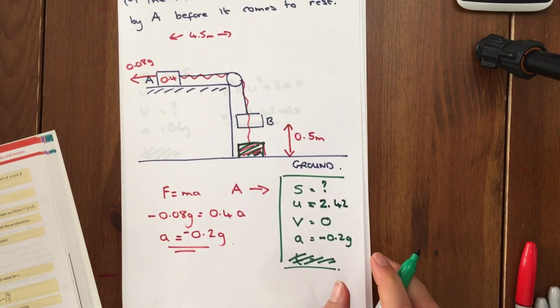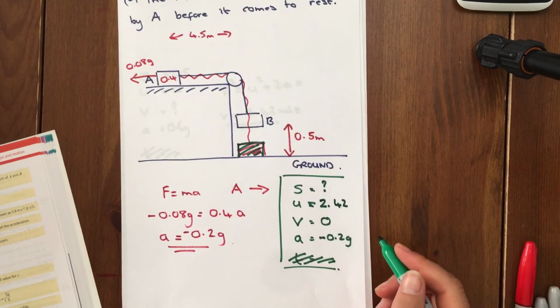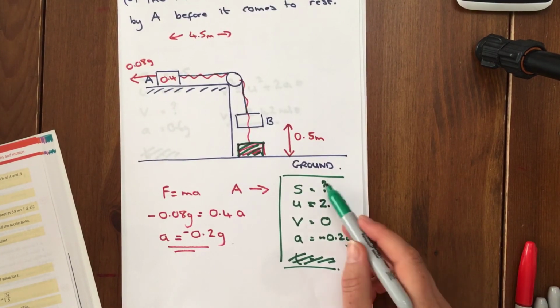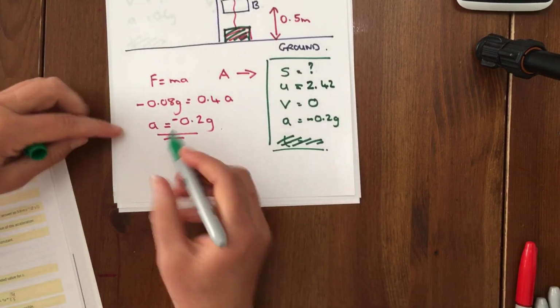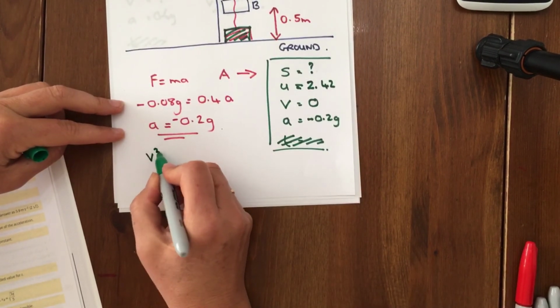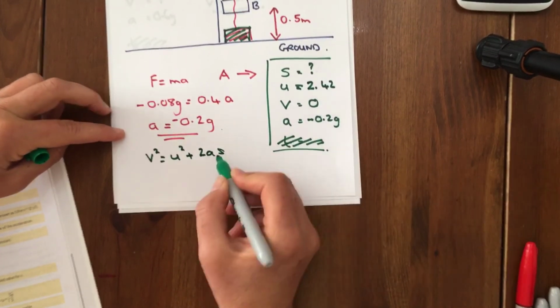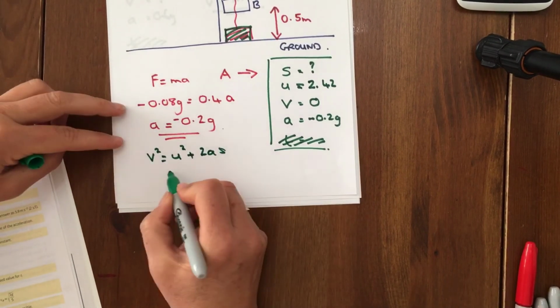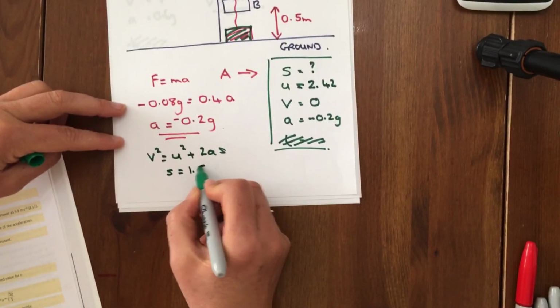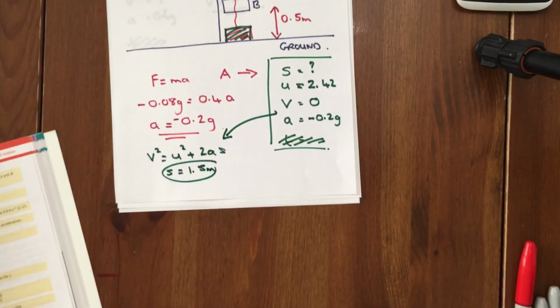So let's go back to this now. Let's look at my SUVAT. I've got all my bits and pieces. I want to find S. I've got no T involved here. So I'm going to use this equation of motion again. I'm going to put everything into here to find S, and that comes out to be 1.5 meters. So I'm putting all of this into here.